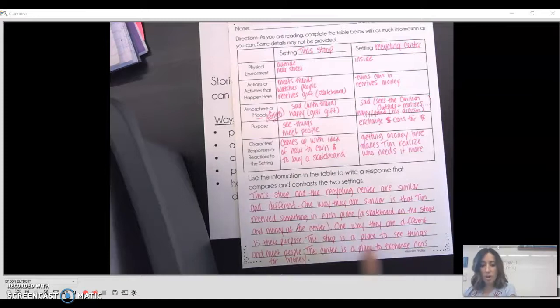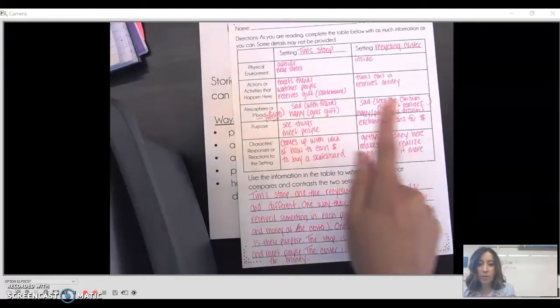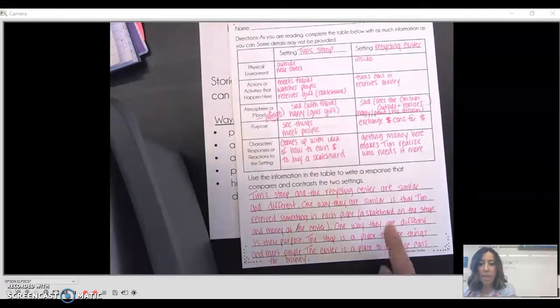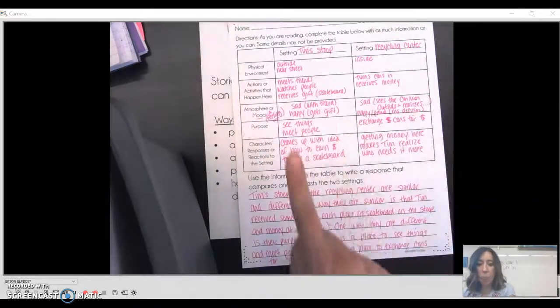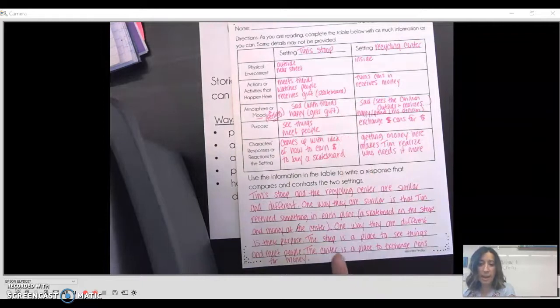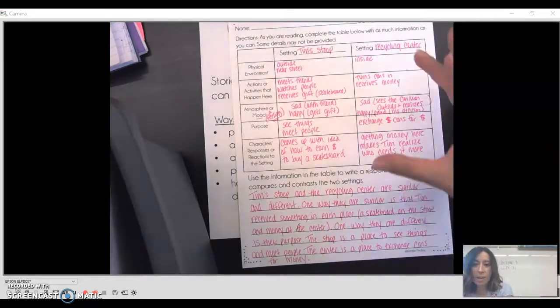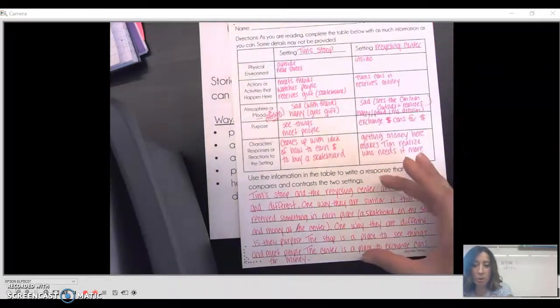So I hope that you notice a couple things about this response. One, the way that it starts. It's very clear for my reader to understand what I'm doing here. Then I start with how they're similar, and I give you one way that they're similar. Then I move into one way that they are different. Again, I choose one example of how they are different, and I write about it. I did not use every single thing that I wrote in my brainstorm. I picked and chose what I wanted to write in my answer.